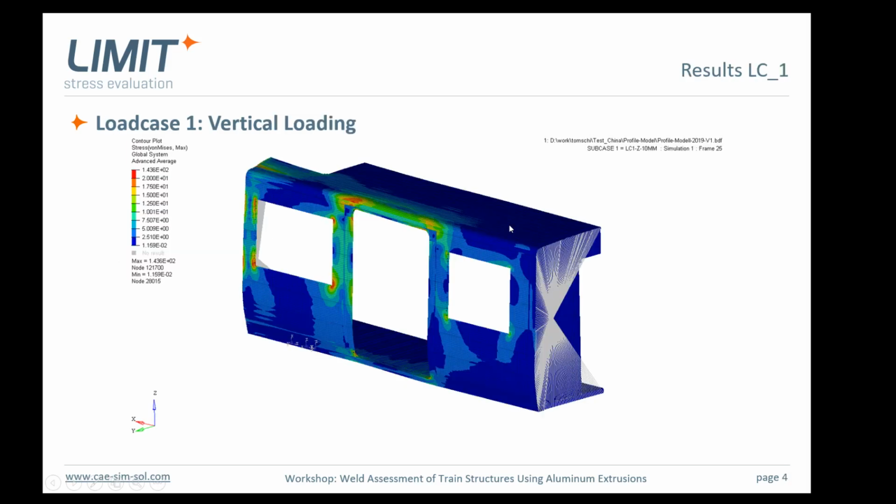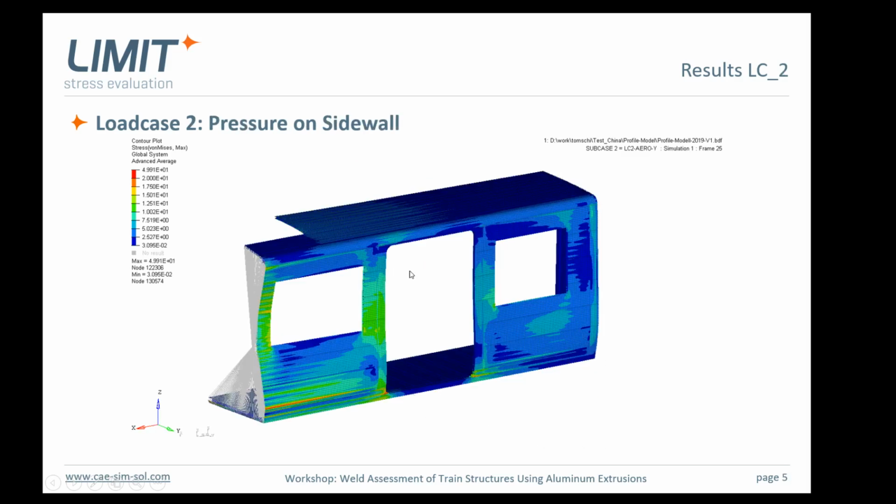Now, just to give you an impression what the model of this workshop looks like, it's actually a sub part of a car body, and we generated some loads. In this case, it's a vertical load causing shear forces here in the sidewall, and the second load case actually shows the deformation pattern of the sidewall and the door posts due to a pressure load acting on the sidewall. Okay, so let's move on.